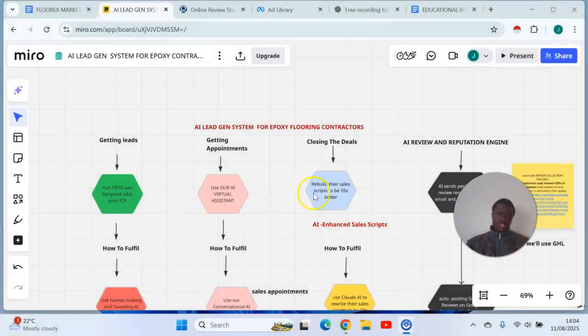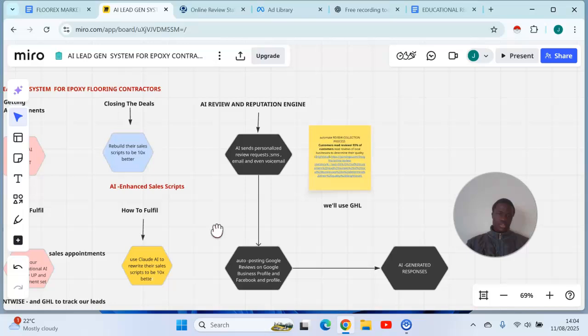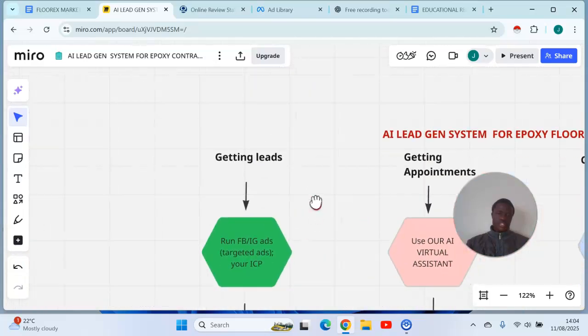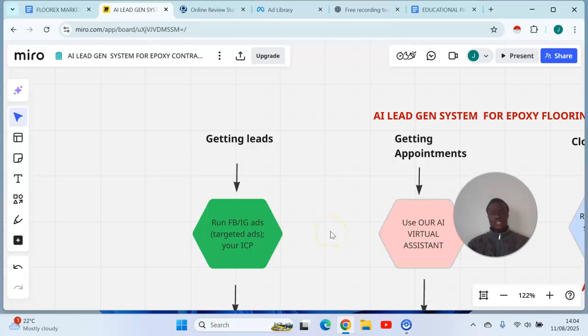Yeah, so guys, this is the system I'm talking about, and straight up we'll start with getting leads. For the leads aspect of things, we'll be running Facebook and Instagram ads, basically targeted ads to your ICP, meaning ideal customer profile. What we usually do as a company is run Meta ads.